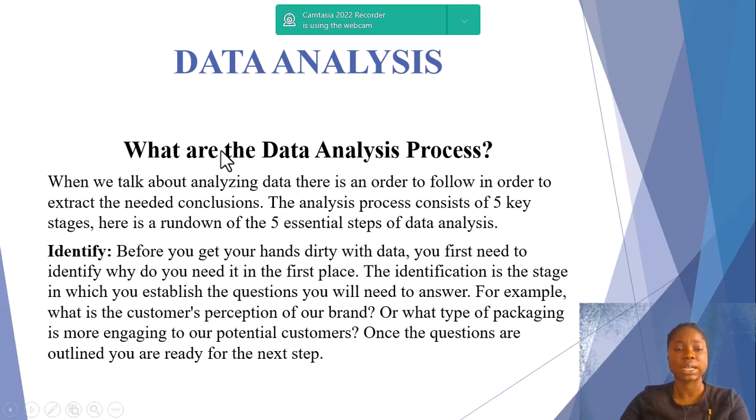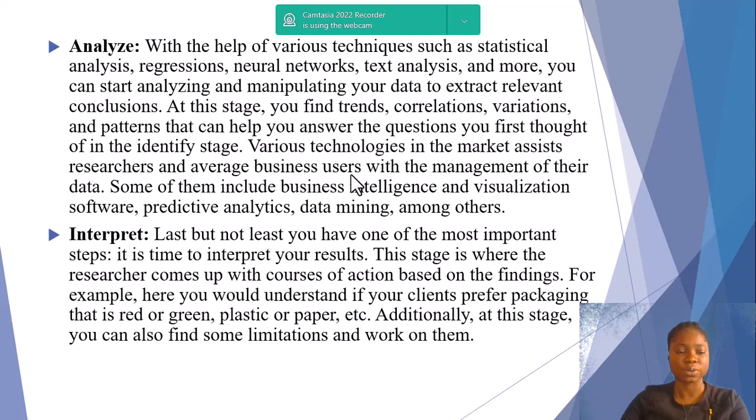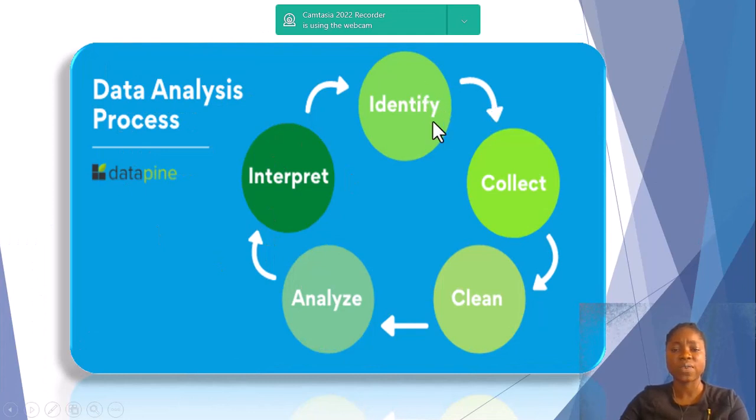Right now, we are coming to data analysis. What are the processes? When you want to analyze, where do you start from? There are five key stages to analyzing your data. First, you identify the problem. After identifying the problem, you go out and prepare your questionnaire, and then the next thing is you go out to collect the information. You share your questionnaires or forms, whatever it is you're going out to collect your information with. It can be a radio, a phone, a recorder.